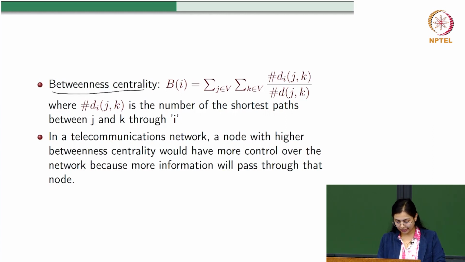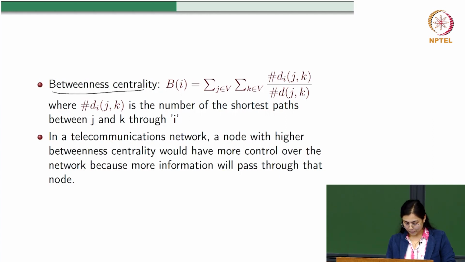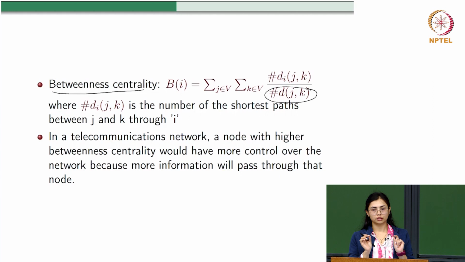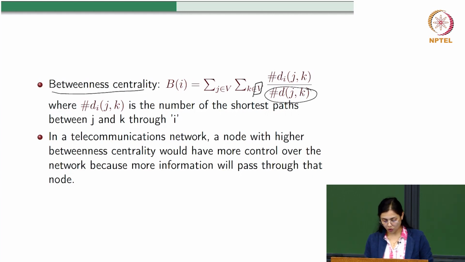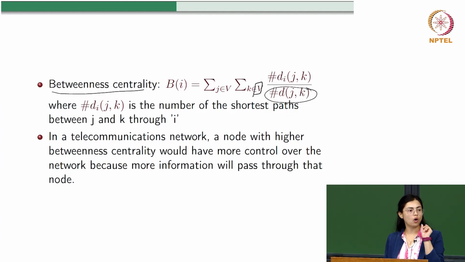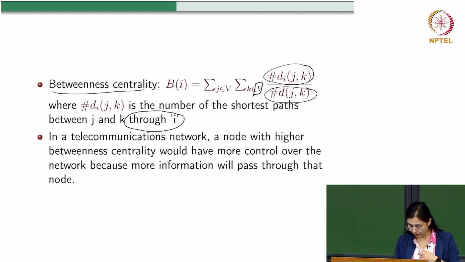So for betweenness centrality, this is how we do that. So what is betweenness centrality? V is the set of all nodes, right? You have to consider all the shortest paths between each pair of nodes, and the total paths of each pair of nodes that go through the point i.